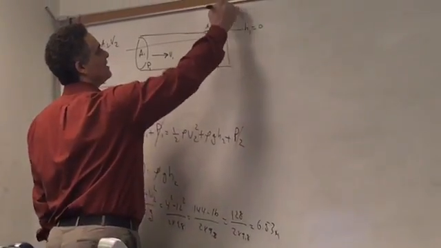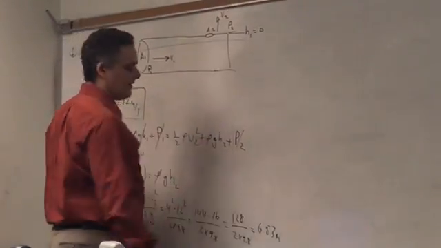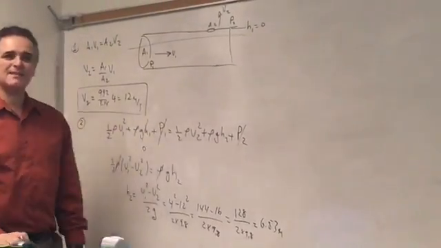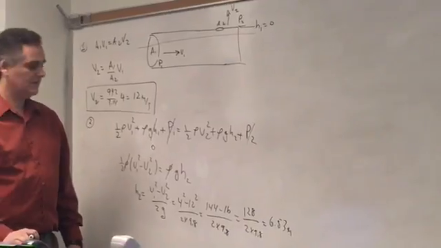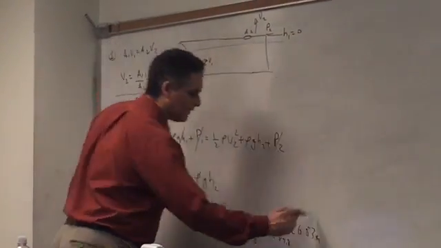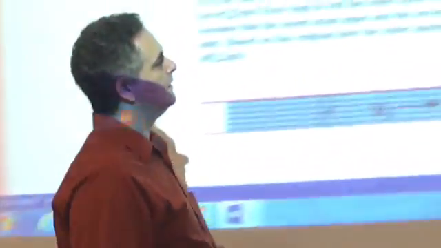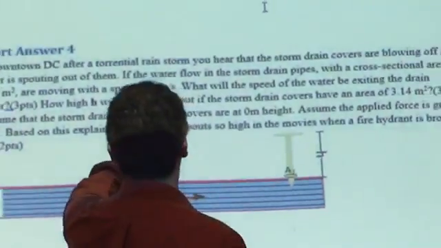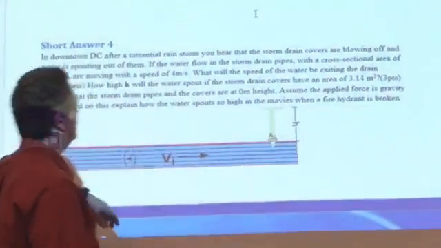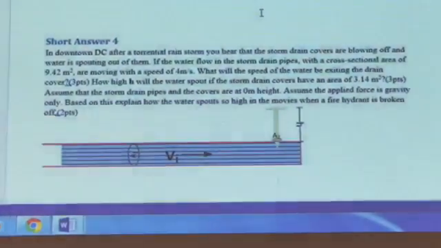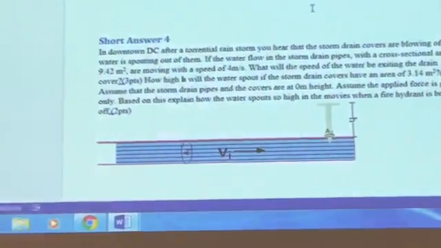So it's going to be 6.53 meters above this. That's almost 20 feet in the air. Okay? That's high, but not as high as in the movies. So you just answered the second part of the problem right here, right? How high will it go? And assuming the applied force is gravity only, explaining how water supplies so high. Okay, so see, it wasn't that hard.